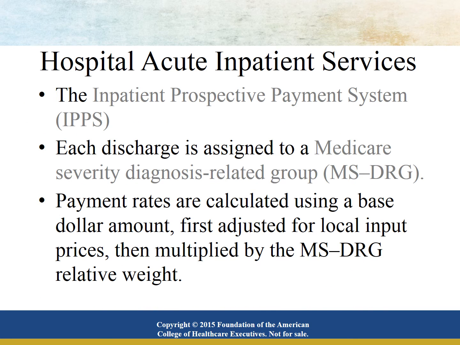The inpatient prospective payment system is every discharge is assigned to a Medicare severity diagnosis related group, an MS-DRG. And that's what we use the ICD-9 coding for. Payment rates are calculated using a base dollar amount and then adjusted for local input prices. So the local wage index, the local supply index, and then multiplied times the relative weight of that DRG.